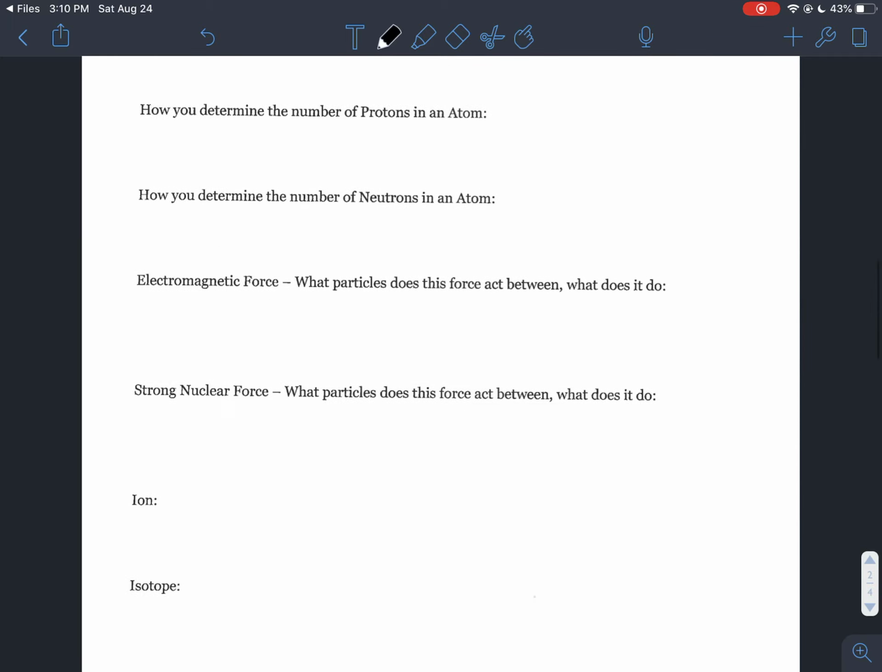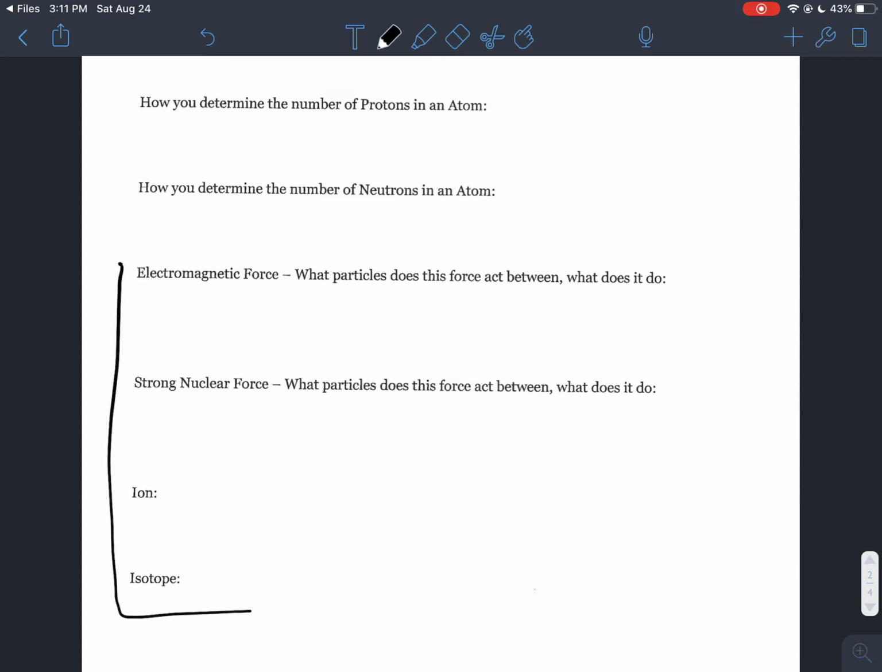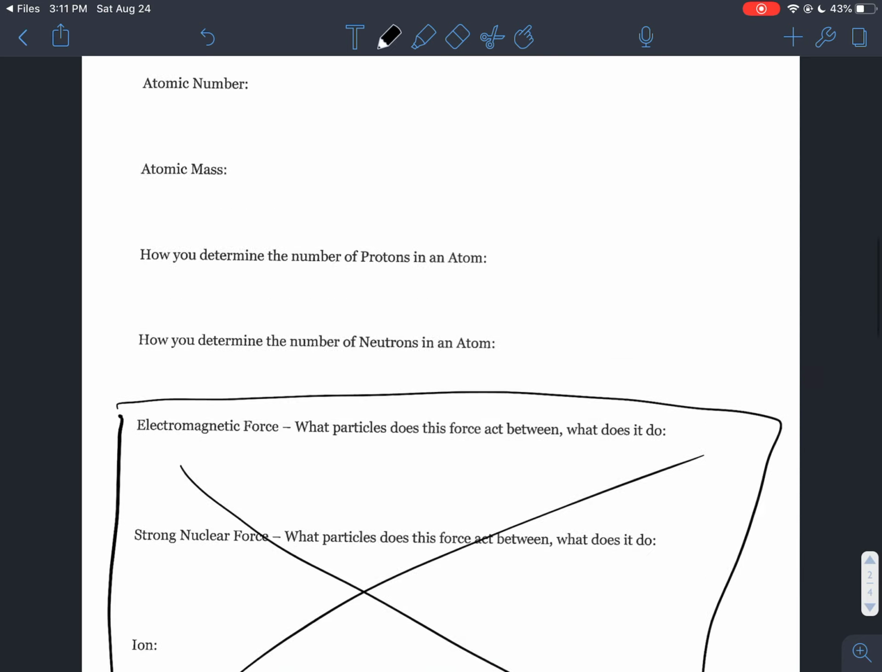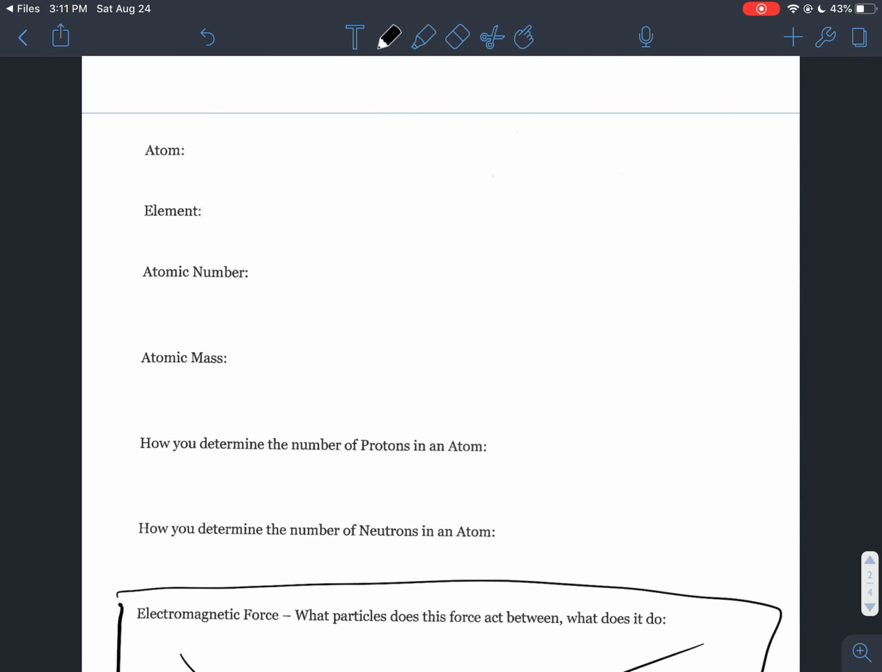We are not going to do electromagnetic force through isotope, so you can just do this with your pen or pencil and get rid of it. We're not doing that. The rest of it we will. Really quick definitions, right, with me.